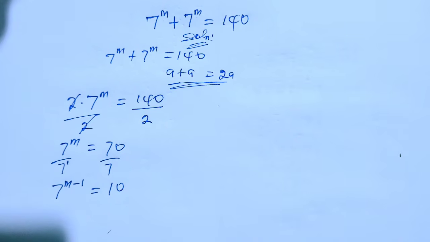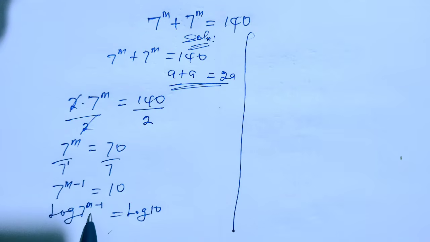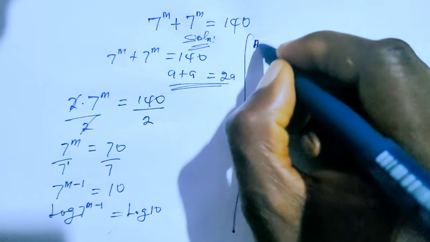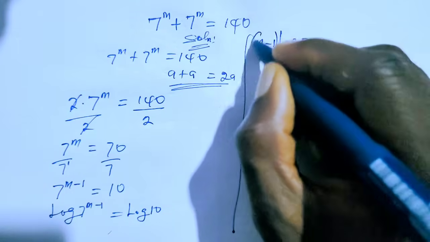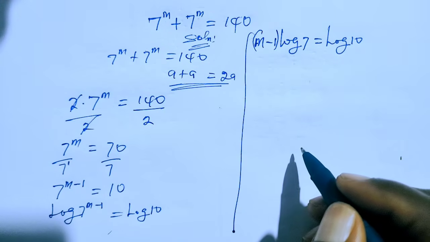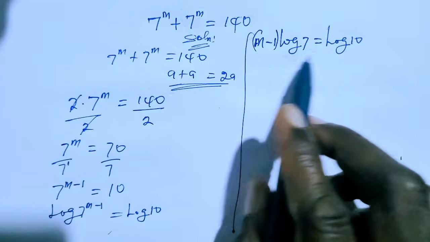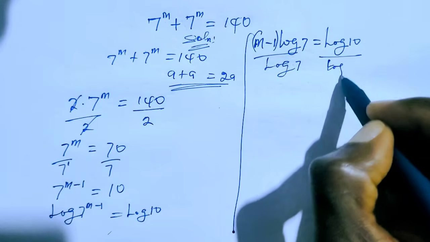Now the next step is to take the logarithm of both sides of the equation, and we have log 7 to the power of m minus 1 equals log 10. Here we apply the power rule. We bring this power to the front of the log, and the equation becomes m minus 1 times log 7 equals log 10. Then at this point, we divide both sides of the equation by log 7.